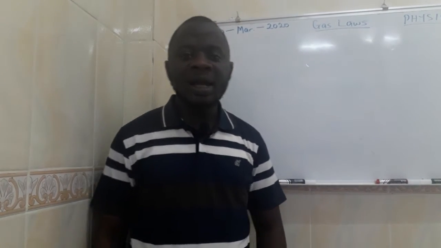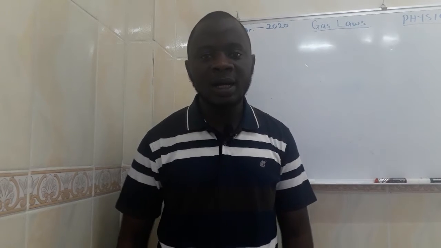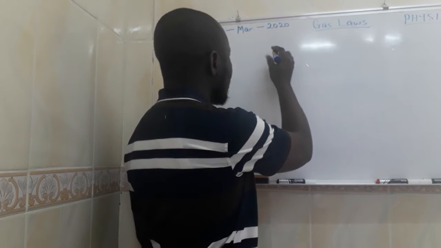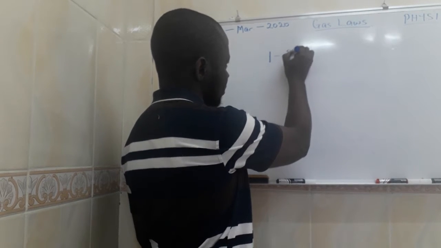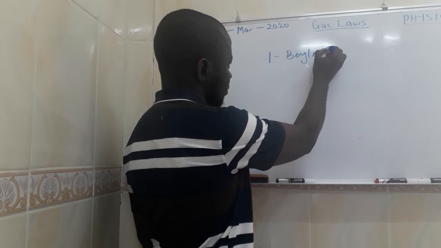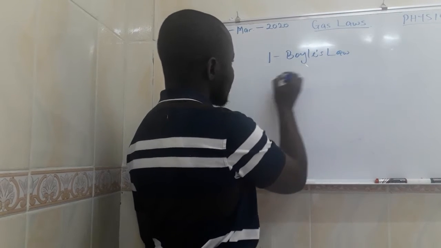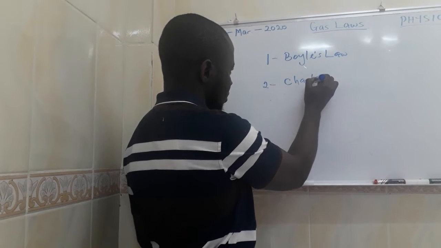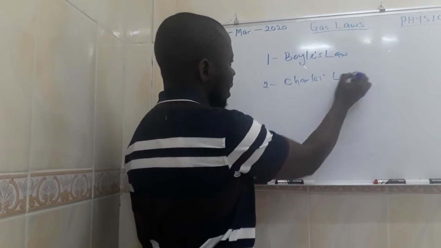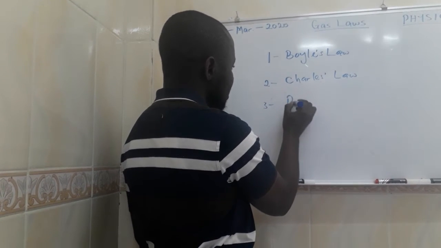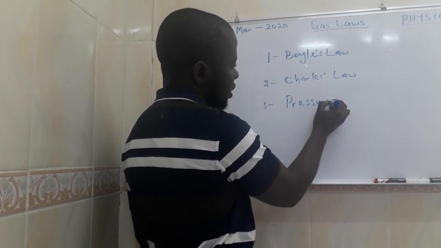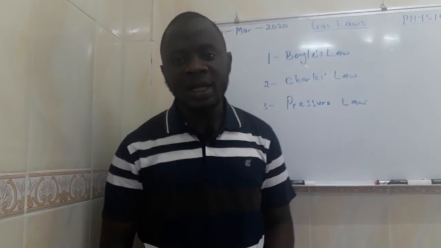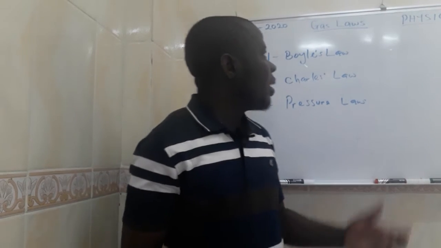Now, there are different kinds of laws that are called gas laws. There are three of them. Number one is what we call Boyle's law. The second one is called Charles' law. And the last one is called the pressure law. These are the three we shall be talking about in our video about gas laws.